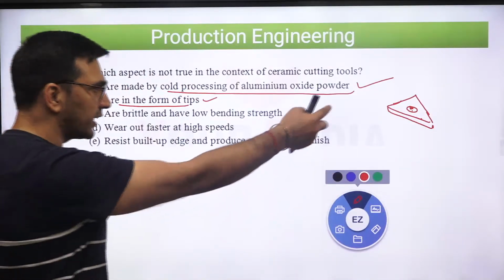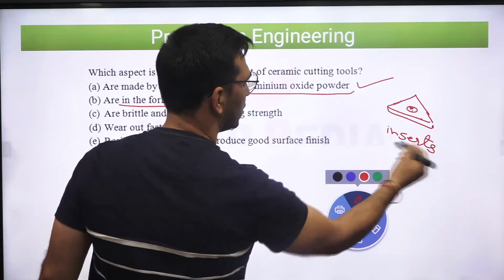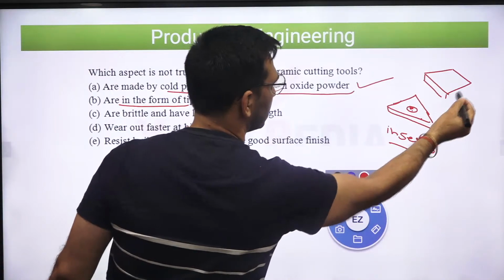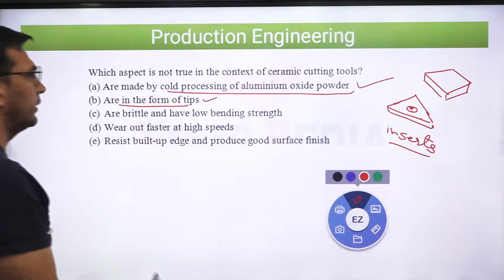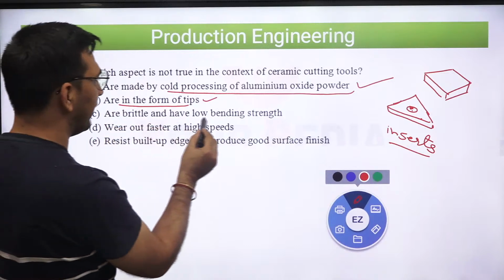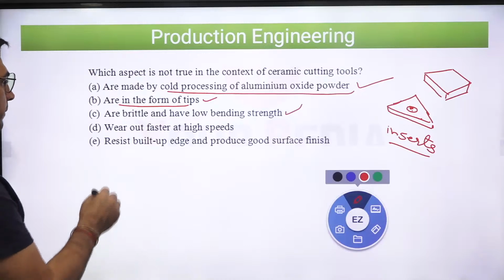सो इस तरह के इंसर्ट्स बोलते हैं हम उनको, आइदर वी कॉल देम इंसर्ट्स और टिप्स बोल देते हैं. शेप्स कुछ भी हो सकती है, स्क्वायर शेप भी हो सकती है, ऐसी शेप हो सकती है, ऐसी भी शेप हो सकती है, राइट. सो मुझे एज चाहिए, दैट्स ऑल. So it means this is also correct. Are brittle and have low bending strength. Obviously, very brittle, so will bend and crack immediately.